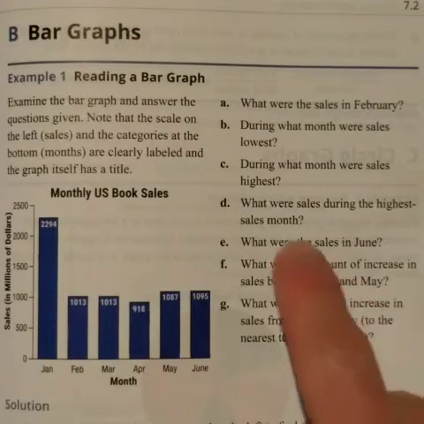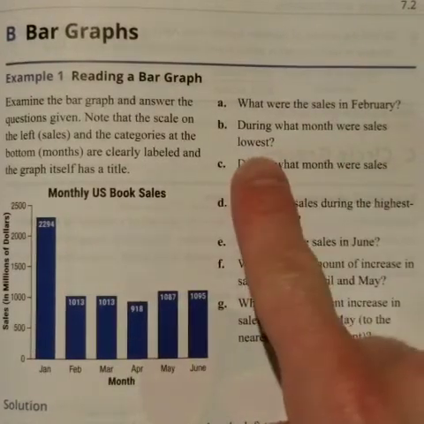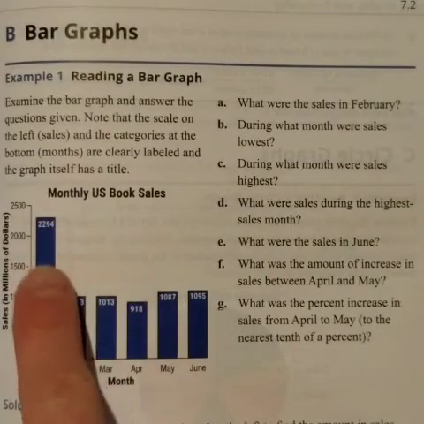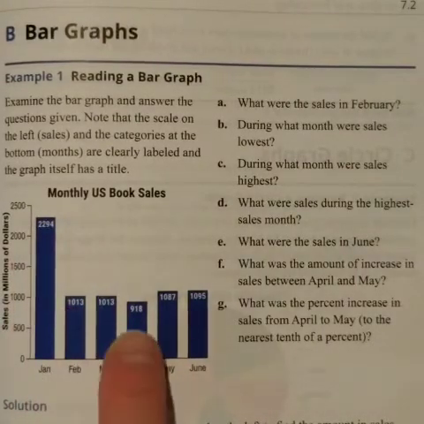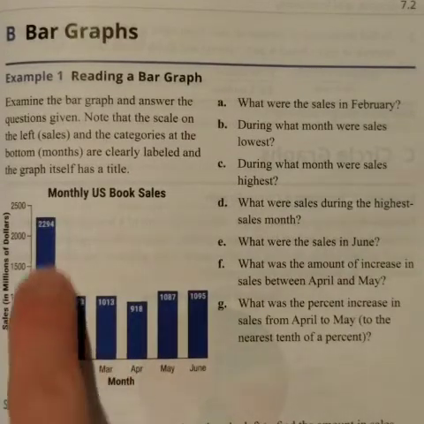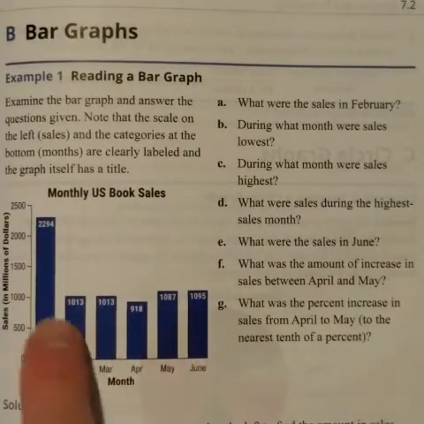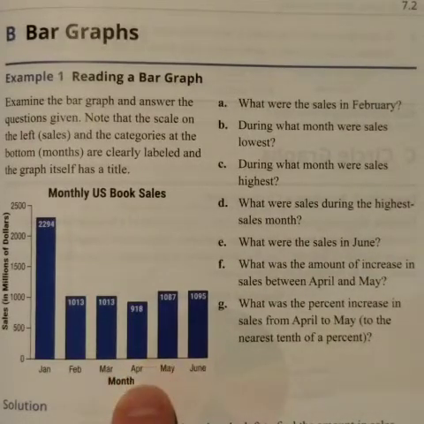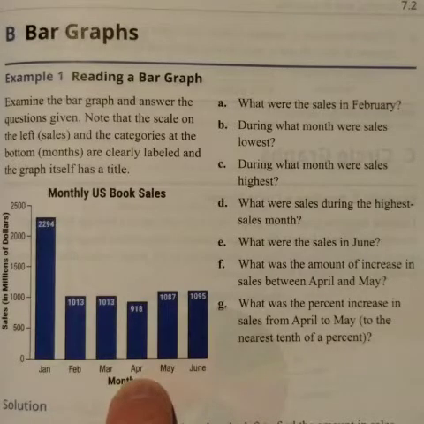Now, this next part says, during what month were sales the lowest? This is what bar graphs are very, very nice for. You can get a very quick idea of what the lowest number is just by the lengths of the bars. You don't have to read off all the numbers and compare them. You just look at the smallest bar, and it's April. So that's an easy one.